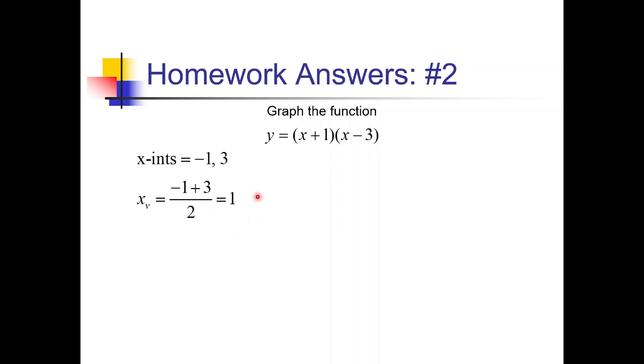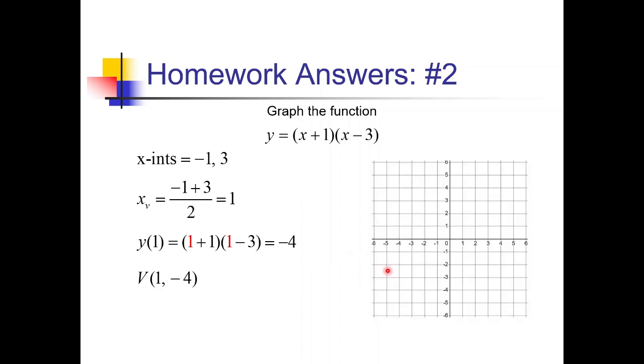Now to get the y value of the vertex, I need to plug 1 back in for my original function. So we have 1 plus 1 and 1 minus 3. That's going to be 2 times -2, which is -4, giving me a vertex of 1, -4. So let's graph all of this now. We have our x-intercepts at -1 and 3, and then halfway between those at 1, -4, we've got the vertex. And then I'll just draw a parabola through those 3 points.